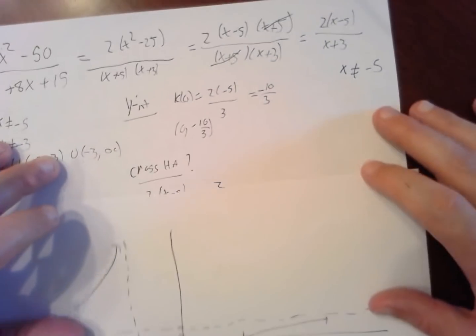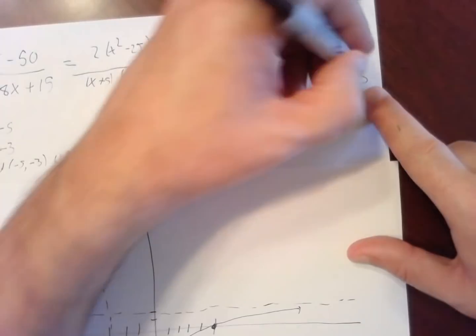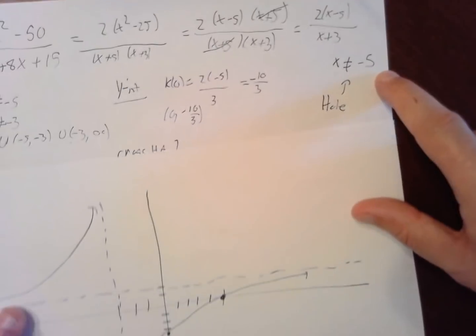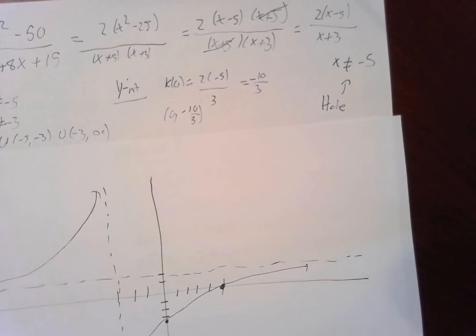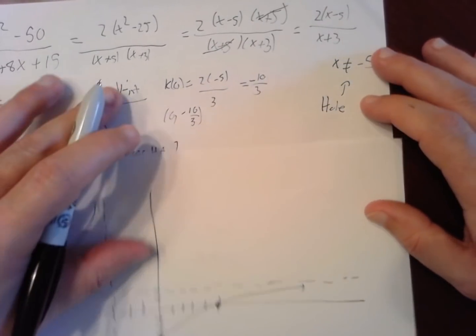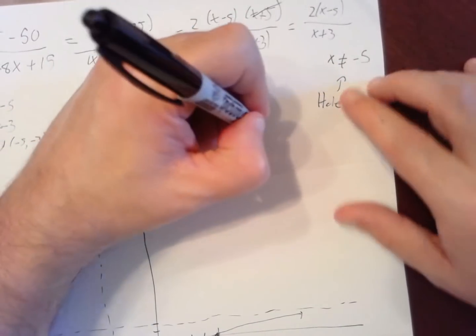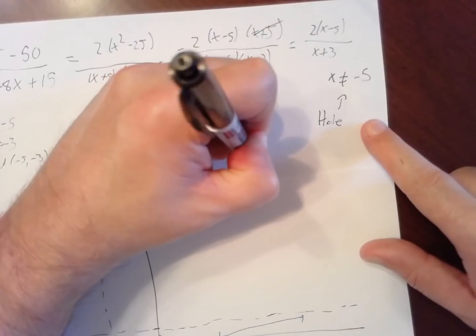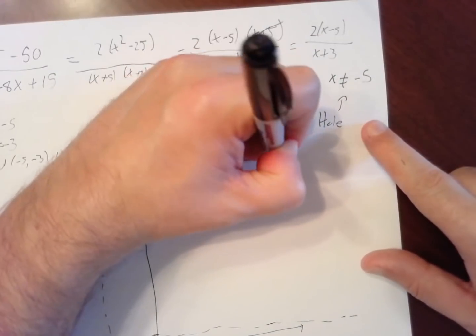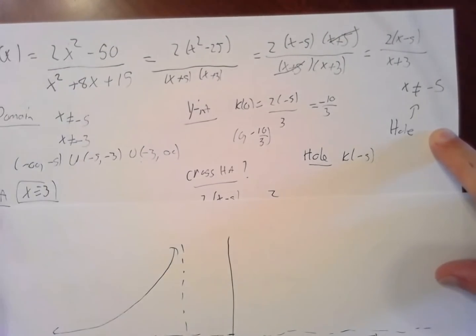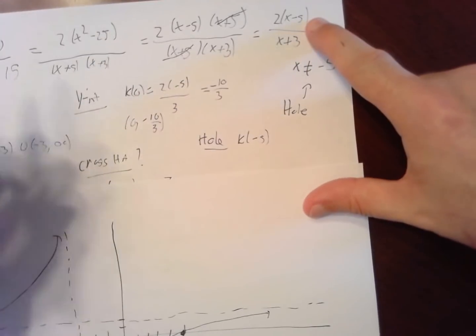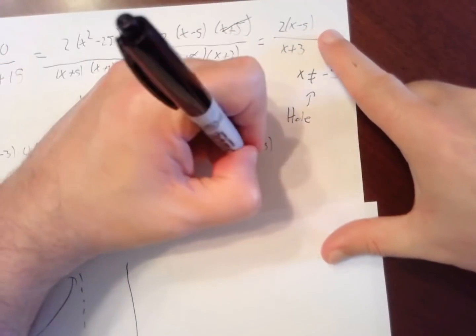Okay, so at x equals -5, right there, I'm going to have a hole. So that's a point on the graph that doesn't actually exist. To find that y coordinate, we plug into the reduced version. So to find the hole, I do k of -5. I can't plug it in here. If I plug it in here, I get 0/0. That's why it canceled. I plug in here, and I'll get 2.